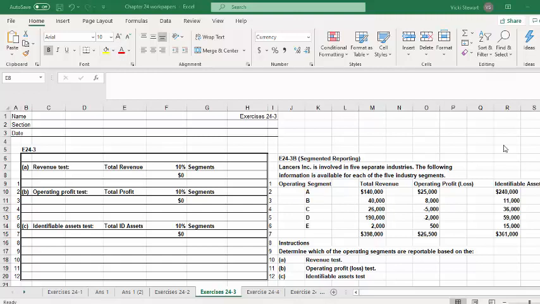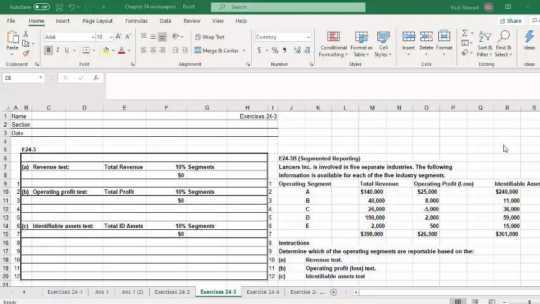This is a demonstration of exercise 24-3B, segmented reporting. Lancers Inc. is involved in 5 separate industries. The following information is available for each of the 5 industry segments, and the problem gives us the 5 operating segments A through E, their total revenues, their operating profit or loss, and their identifiable assets.